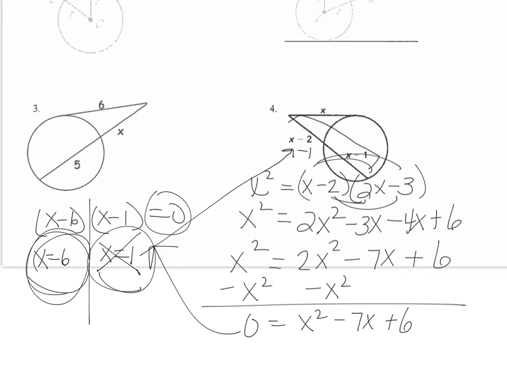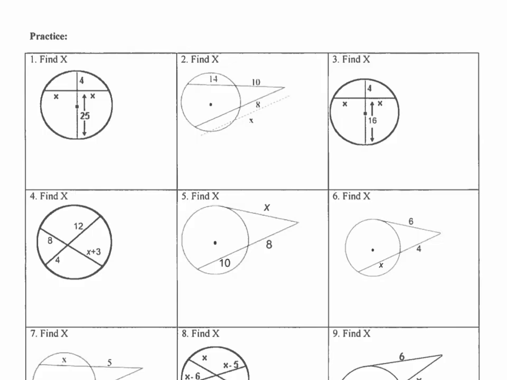So go ahead and flip your paper for me, please. All right, we are going to do a couple more of these. Let's look at number 1. Intersecting lines. What do I know? Piece times piece equals piece times piece. So x times x equals 4 times 25. So x squared equals 100. So square root, x equals 10.